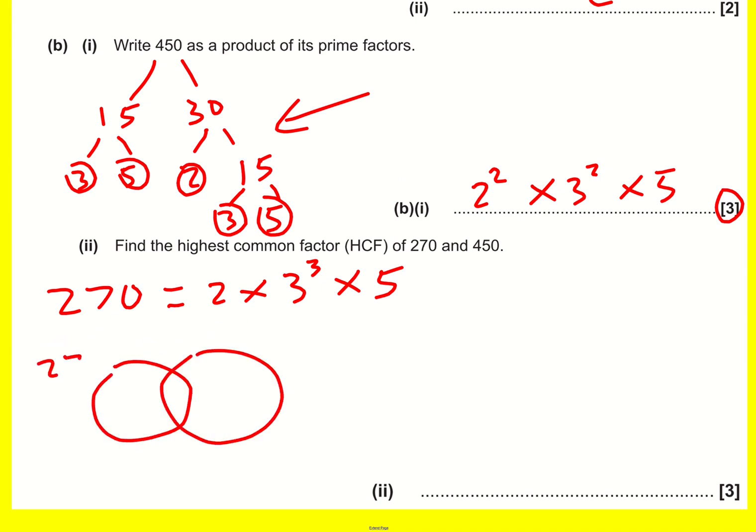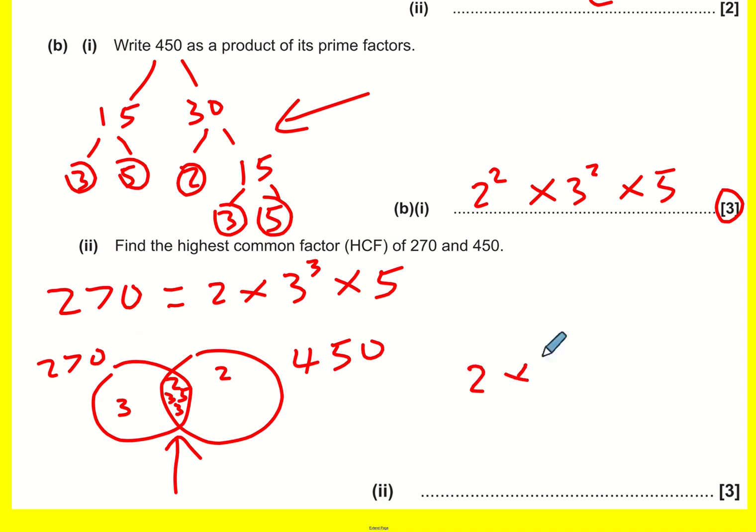So if I write 270 here and 450 here, then I can see they've got a shared factor of 2, and then 450 has an extra 2. They've got a shared 3 and another 3, and then 270 has an extra 3, and they both have a 5. And this intersection of the Venn diagram tells me the highest common factor, because 3 goes into both of them at least twice, 5 goes into both of them once, and 2 goes into both of them. But whereas 4 goes into 450, it doesn't go into 270, so I can't use that.